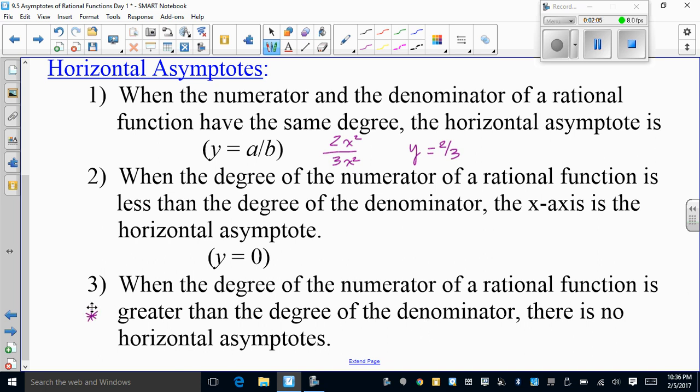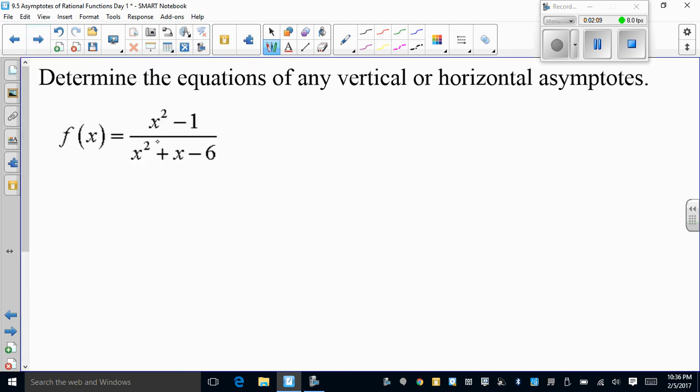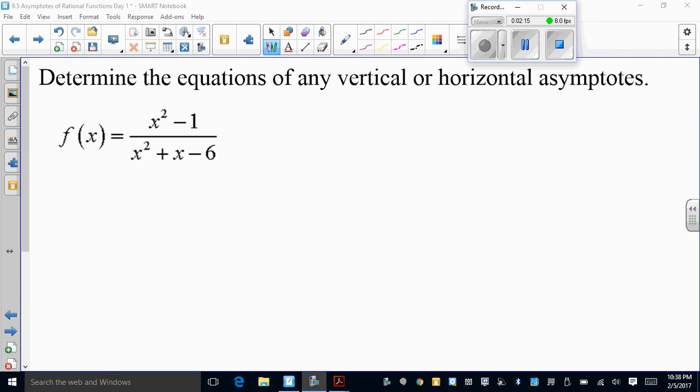Okay, so this is the first one. Determine the equations of any vertical or horizontal asymptotes. If I was to step these out, actually, let's do the horizontal asymptote first. It's all about the first term. I have x squared over x squared, which gives me 1. So it's y equals 1.